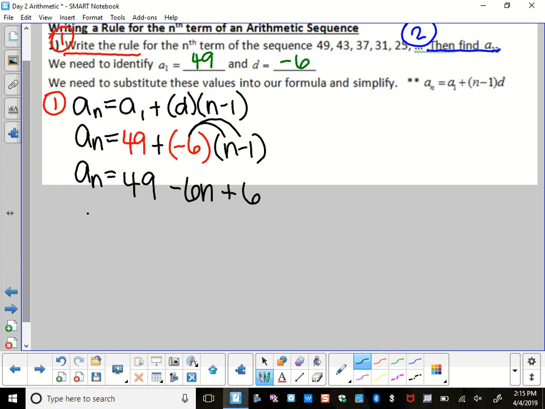From here, what I'm going to do is I'm going to simplify. I like my variables always in front. Okay, so imagine that n is an x. Okay, we always have like y equals mx plus b. That kind of is what the whole mindset is. Let's move this variable to the front. So negative 6n.